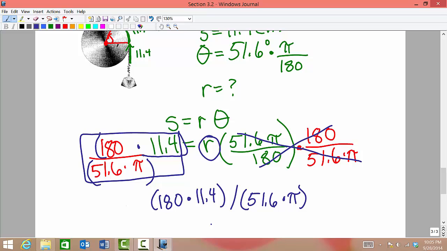So now we're going to type that in our calculator and round to the nearest tenth, and I get a radius of approximately 12.7 centimeters. So what we see is that our arc length formula can actually be helpful in solving applications when it applies to a circular object and a central angle of rotation.